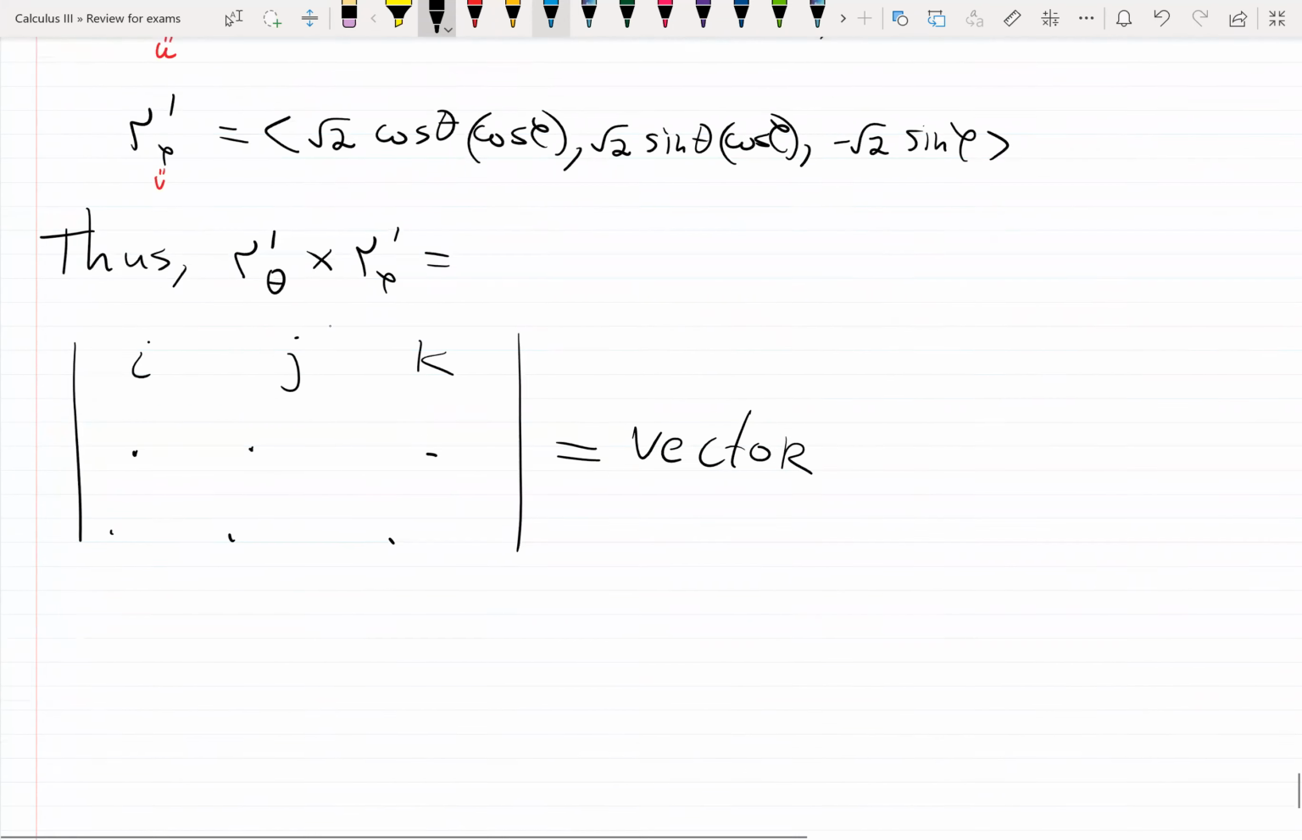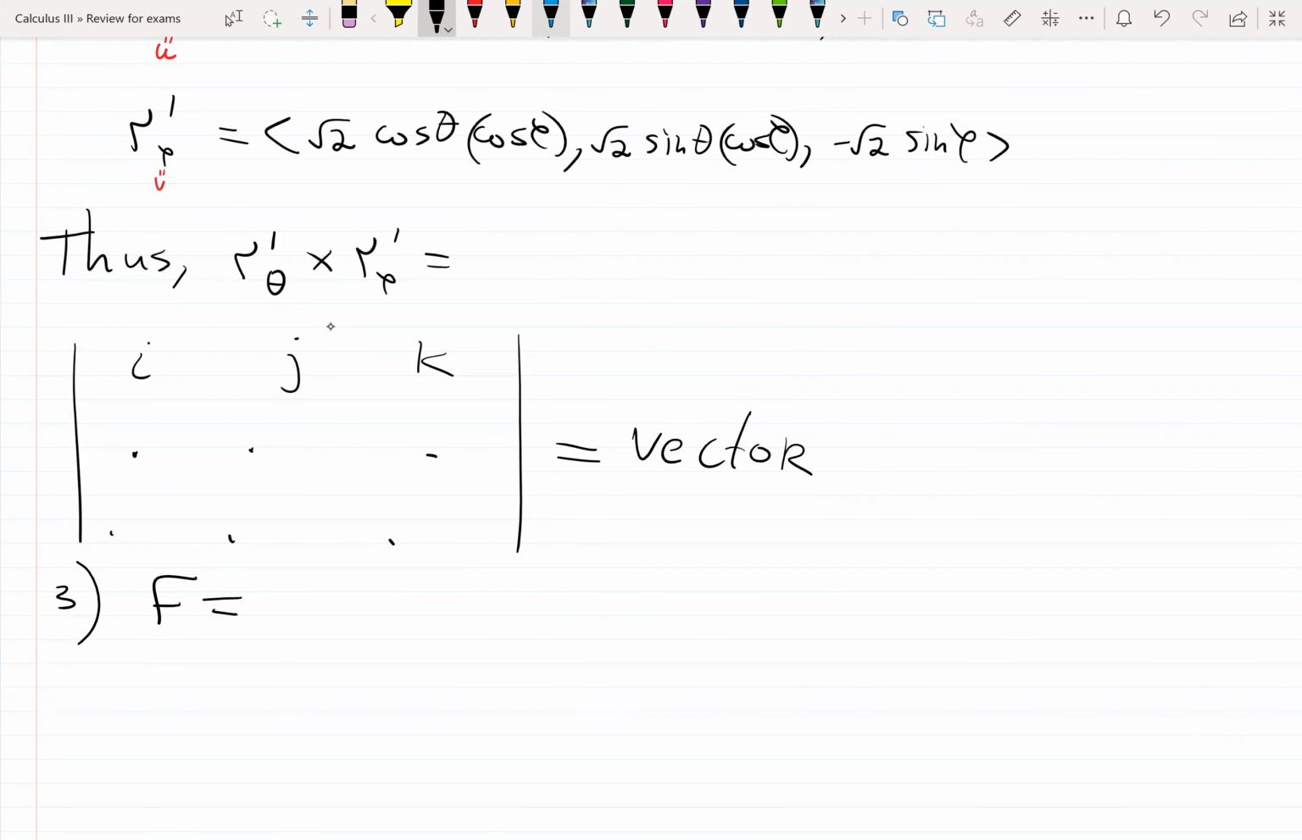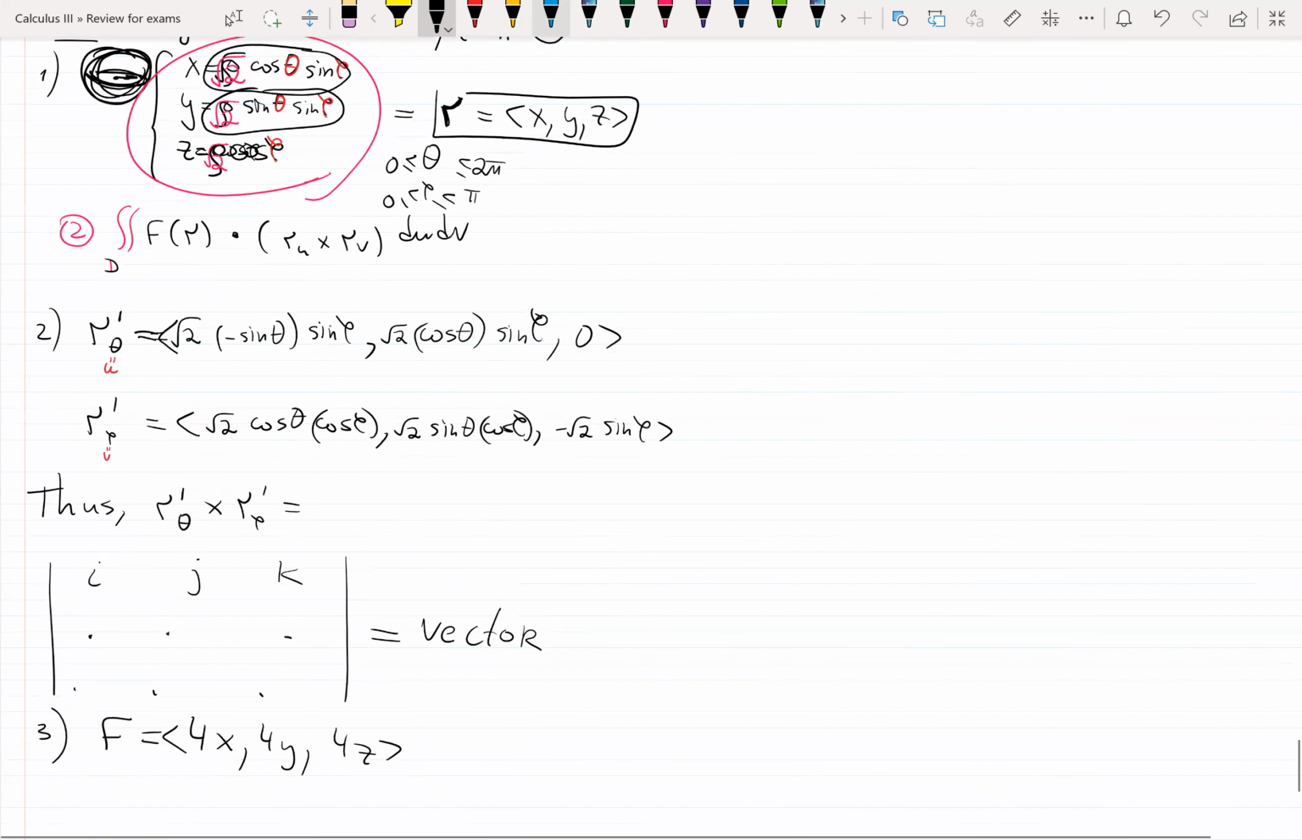Now, step 3. F was given in terms of X, Y, and Z. That is no good. For the integral to be all in terms of theta and phi, we have to fix that. So you take your X, Y, and Z and plug in.